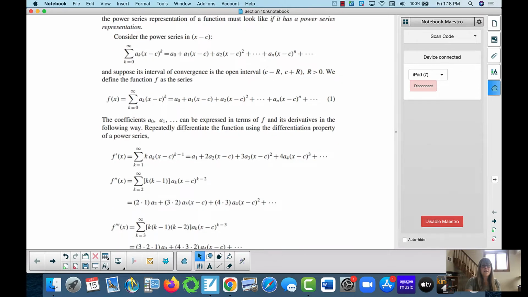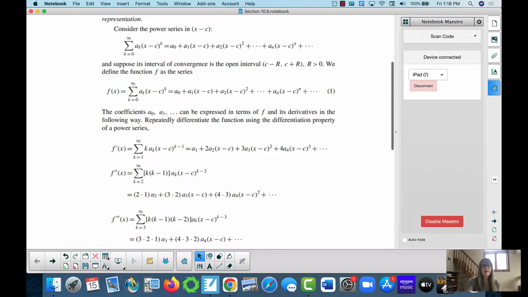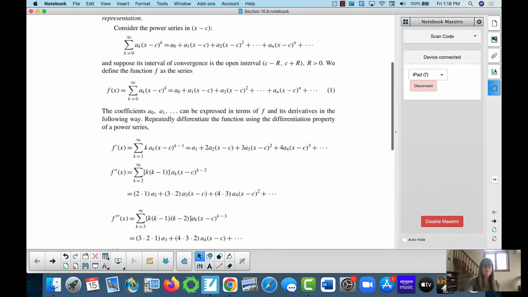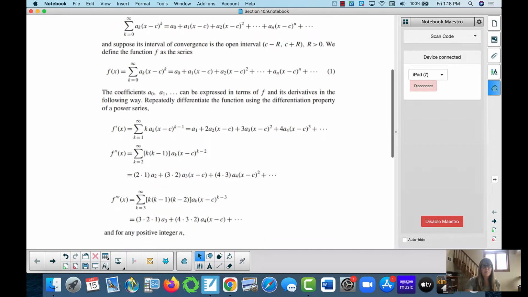Then we can define that series to be this function f of x. So we have this function f of x that we're saying is equal to that particular power series. If we take the derivative of that series, we use the power rule. And then if we take the derivative of each term in the series, this is what we get.